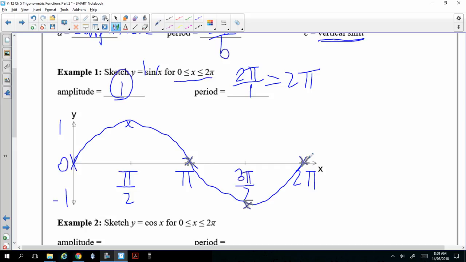We're on page 2. Do the same thing for the cos graph.